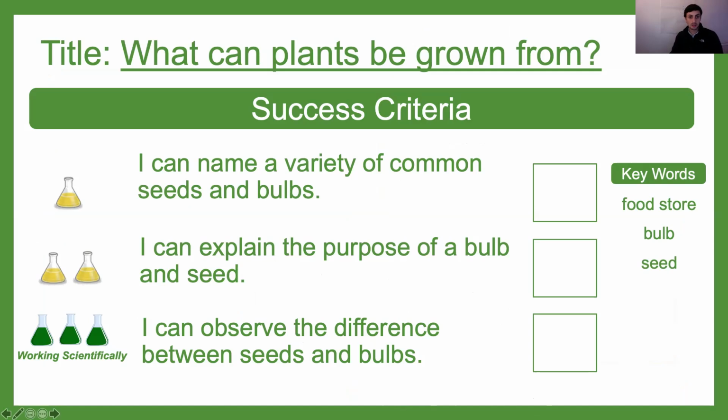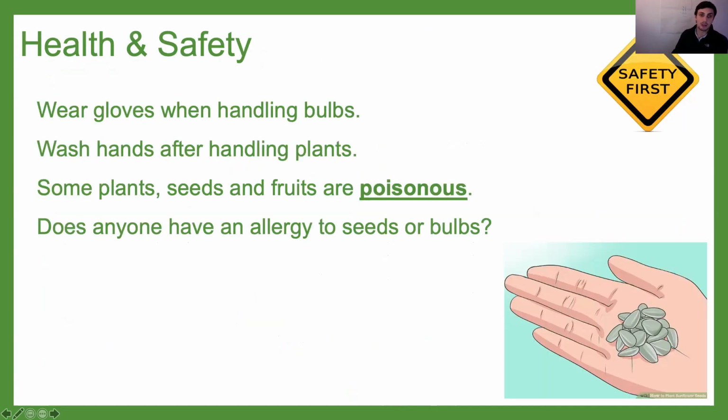Okay. So this is what we're going to be covering today. We're going to be looking at what can plants be grown from. Let's have a look at this first bit here. I can name a variety of common seeds and bulbs.